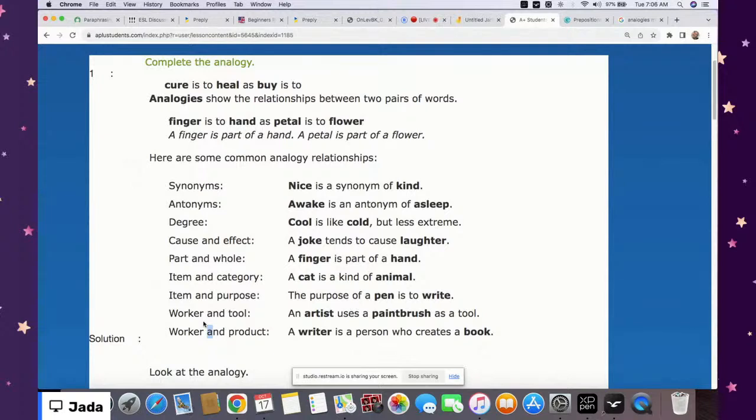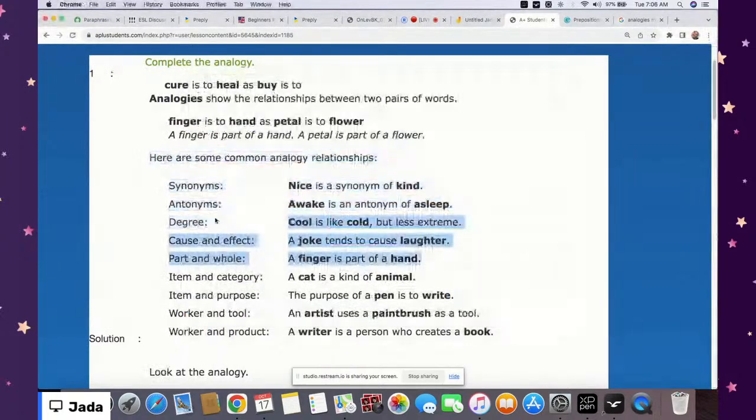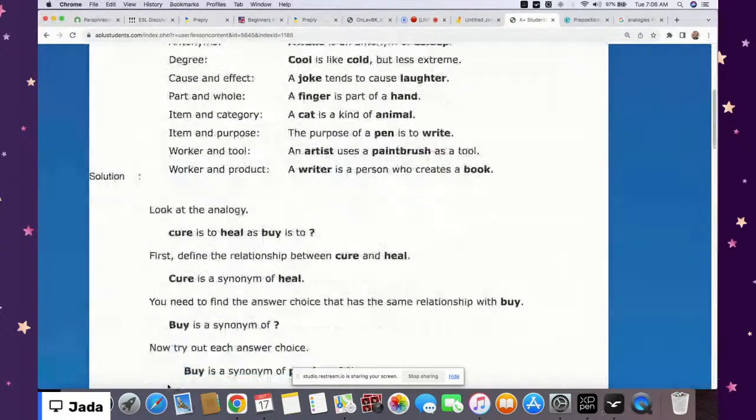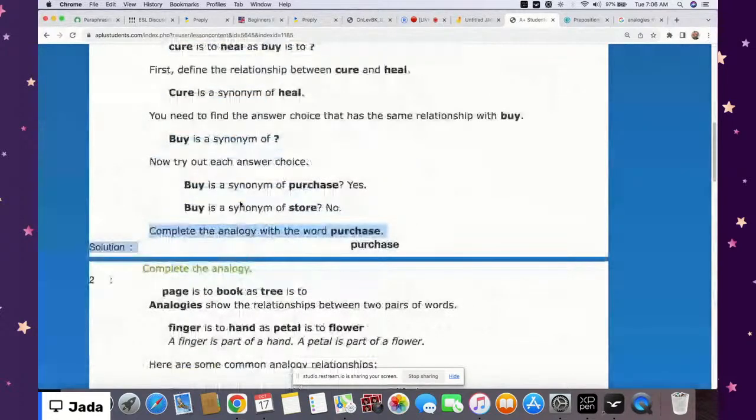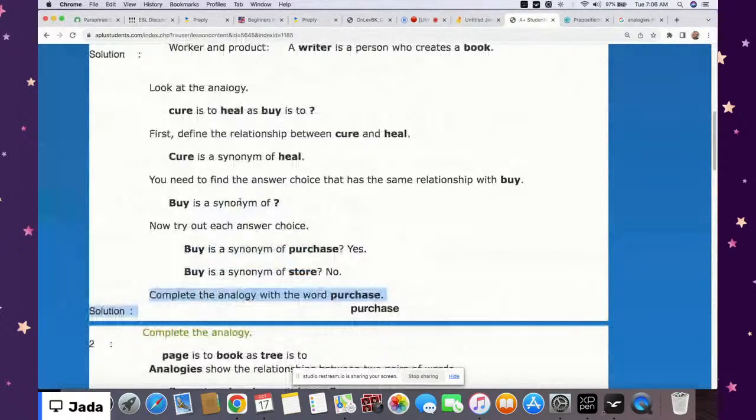So cure is to heal, and buy is to what? Okay, let's go through this a little bit. Look at the analogy. Cure is to heal as buy is to what? Let's find the relationship between cure and heal. Cure is a synonym of heal. You need to find the answer choice that has the same relationship with buy. So buy is a synonym of which word? Now try out each word. Buy is a synonym of purchase. Yes. Is it a synonym of store? No, right? When you have buy, it's almost the same thing as purchasing something. So that's the synonym. I hope you all get it.